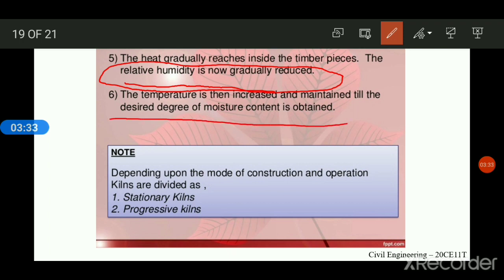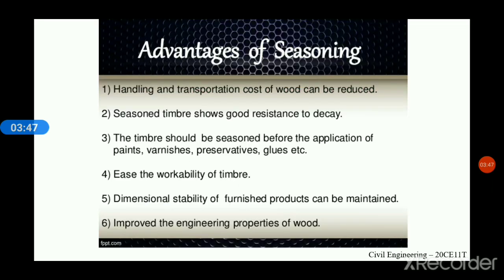Depending upon the mode of construction and operation of kilns, there are two types: stationary kilns and progressive kilns. In this process, some advantages are there, which are the overall advantages of seasoning. Handling and transportation cost of wood can be reduced.